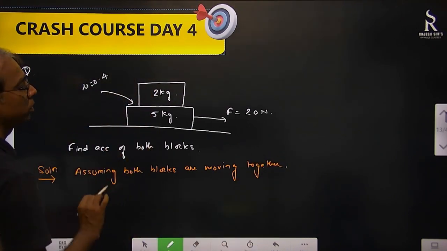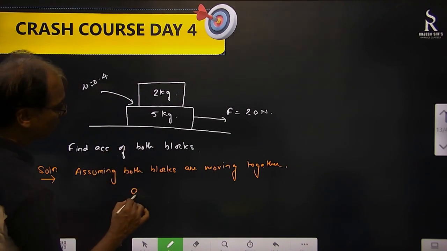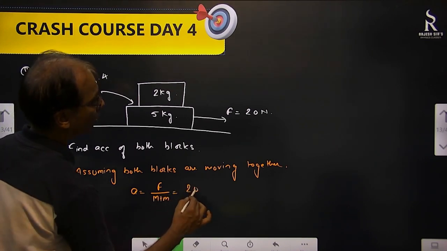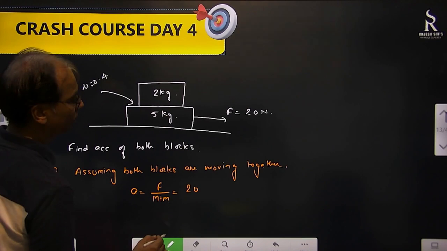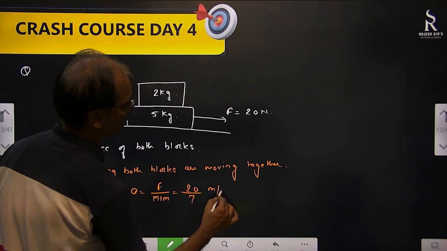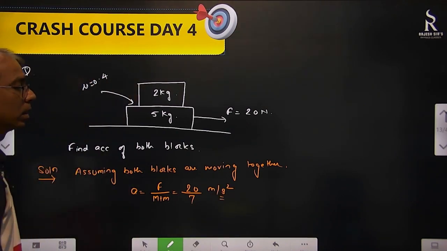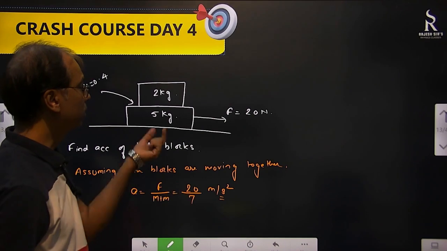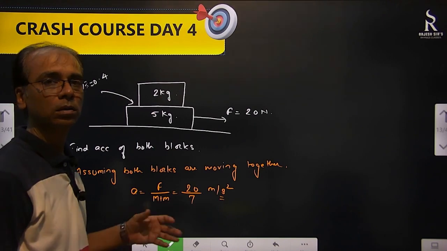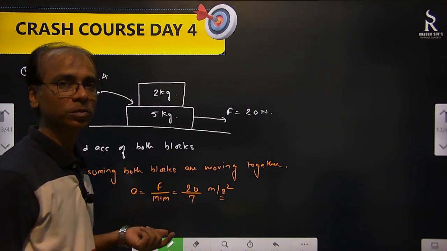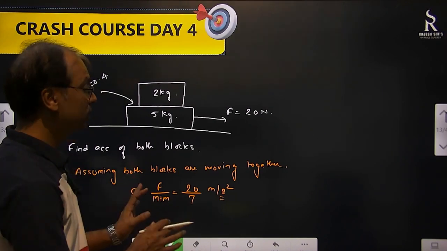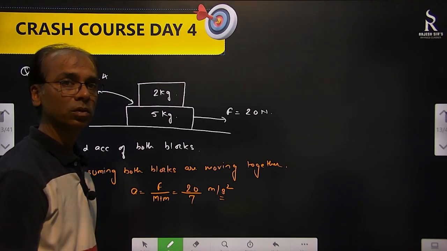Okay, so if they are moving together, what will be the acceleration? Acceleration will be F by m plus m. That is 20 by 7. Okay, now we have to see whether this much acceleration is possible for this 2 kg or not. If it's possible, both will move together. If it's not possible, then both will move separately. Then you will solve them separately. There is no issue in that. But first case is to find out whether they are moving together or not.